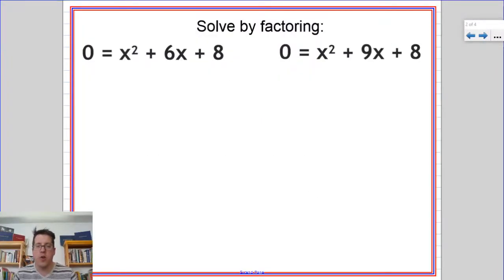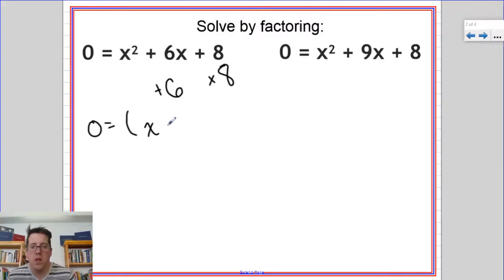So let's take a look at these equations, and we'll see that factoring is actually the easiest way to go about solving these. So what you do is you get the equation equal to 0 on one side, and then you factor the right side. So remember that this means we need two things that multiply to make 8 and add to make 6. We say, okay, if I did x plus 2 times x plus 4, those multiply to make 8 and add to make 6. My lasts multiply to make 8, and my outers and my inners add to make 6x.